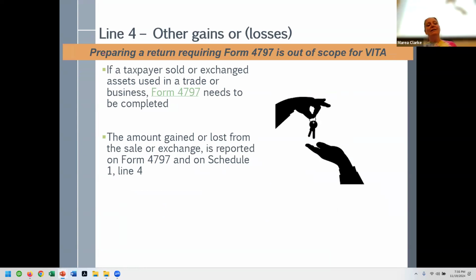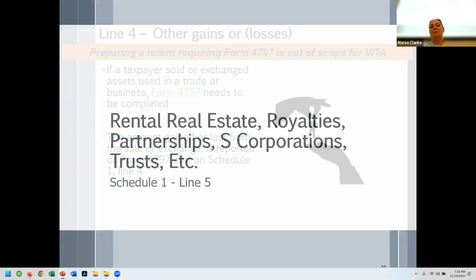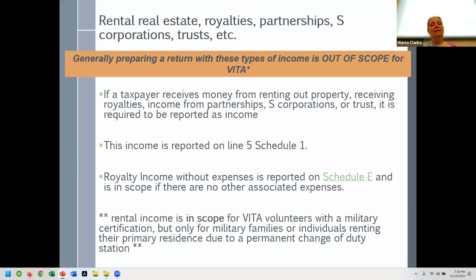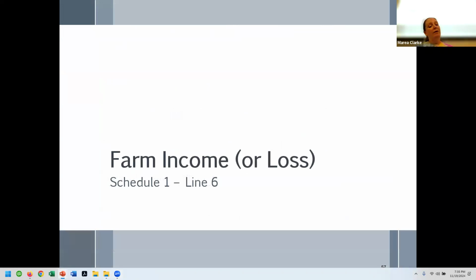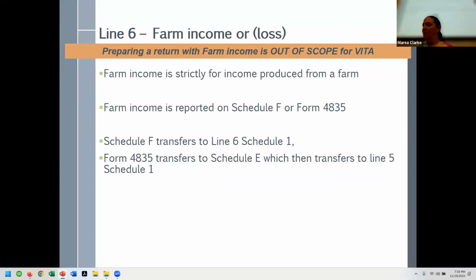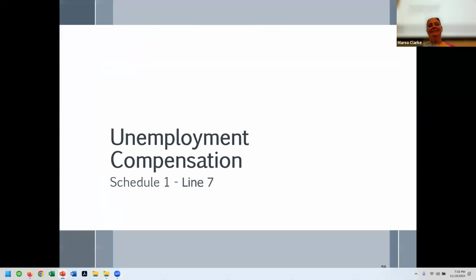All right, so other gains or losses. If you sold or exchanged items used in a business, something like that, totally out of scope for us, but that's where it would go. Rental real estate, that's all going to be out of scope for us. There's a small exception for military families when they are changing their duty station and they rent their former home, but we're not covering any of that. It is completely out of scope for all of us. Farm income is also reported. Farm income is out of scope for us as well.